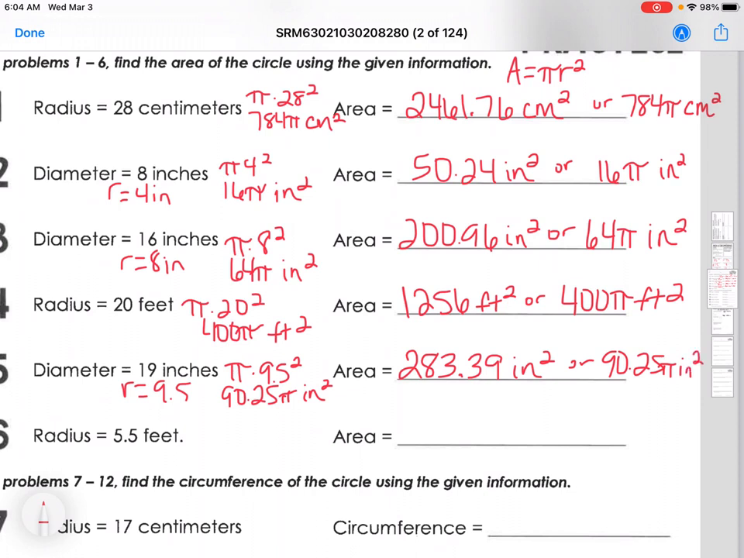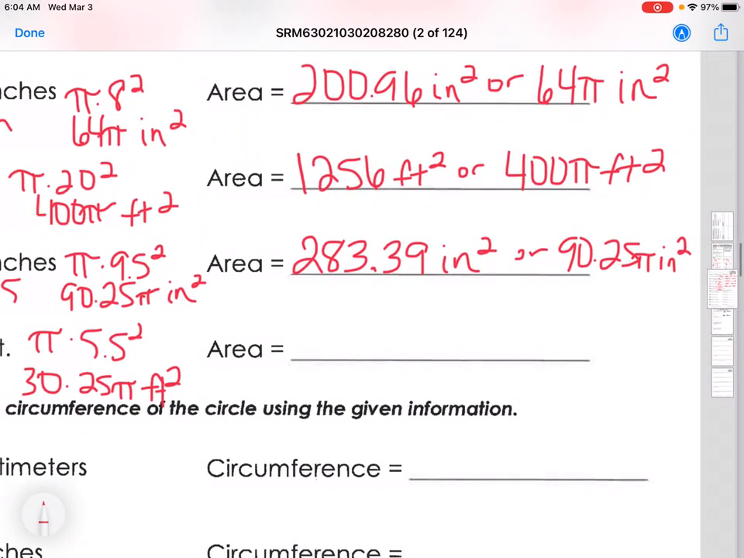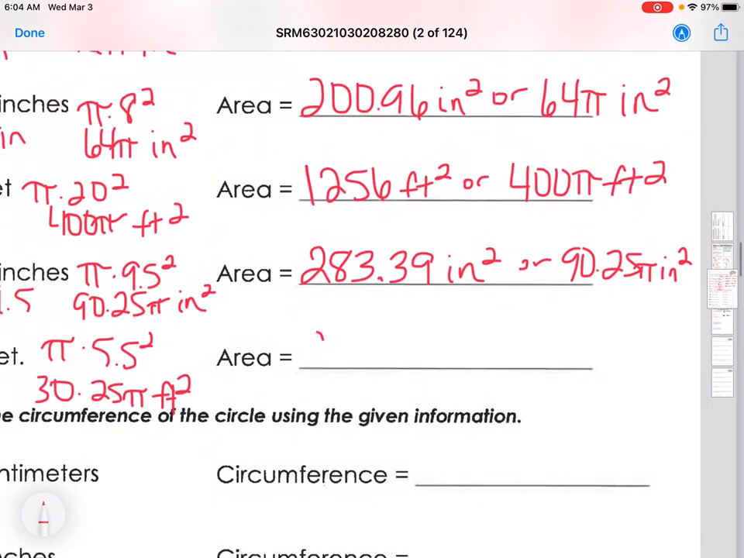Or 90.25 pi inches squared. So pi times 5.5 squared would be 30.25 pi square feet, which is approximately 94.99 square feet.